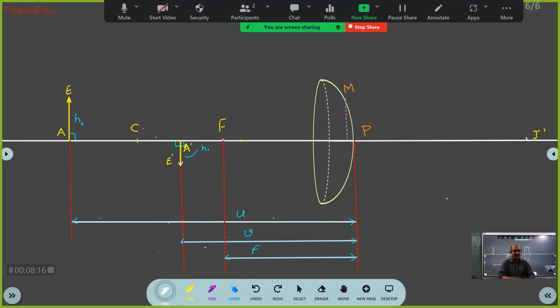What will you do? Will you move on the school ground? There is no rule. But here you see there is a definite rule.